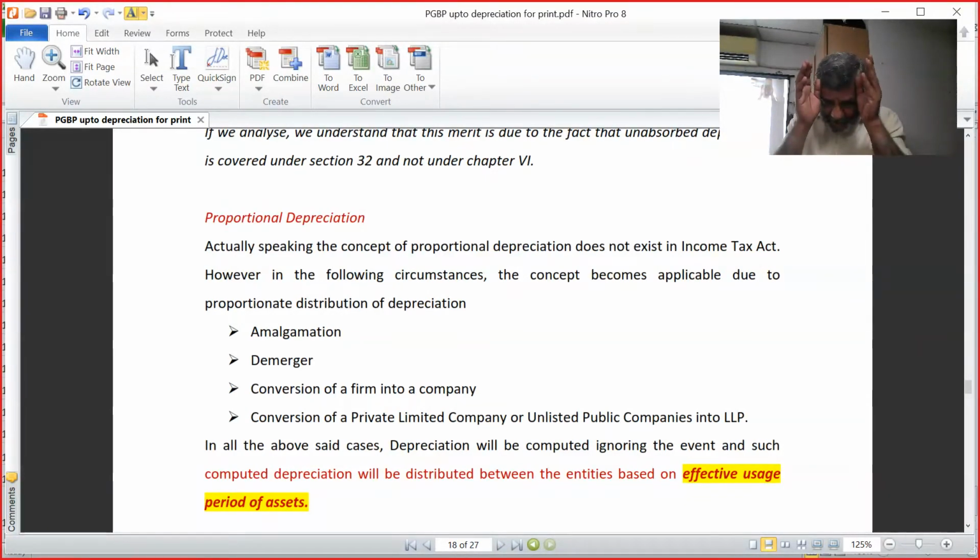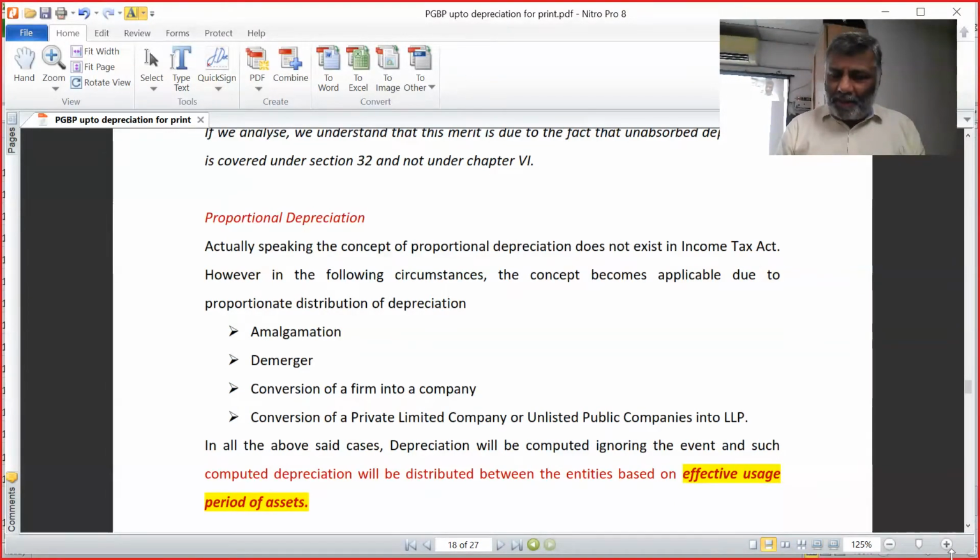Compute the depreciation in the regular format which we do. So there is no question of computing proportionate depreciation. Proportionate depreciation is not a concept. Such computed depreciation will be divided between the entities based on proportionate aspects. Proportionate depreciation does not exist.